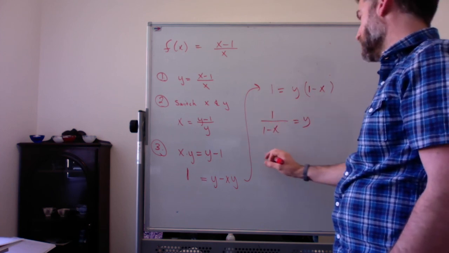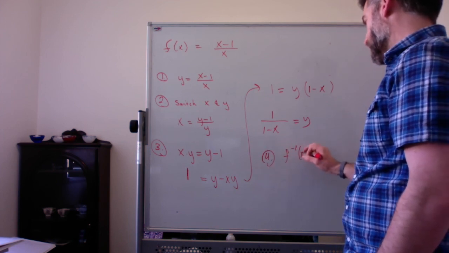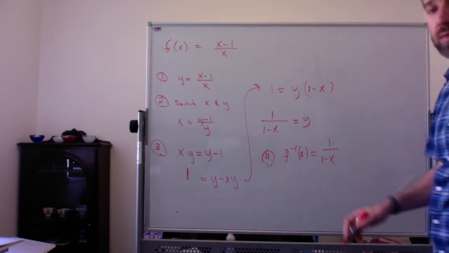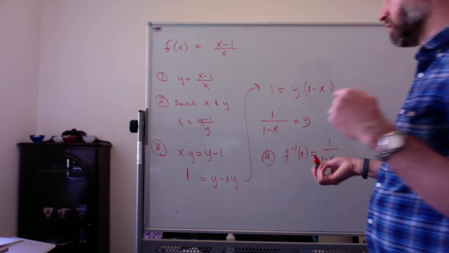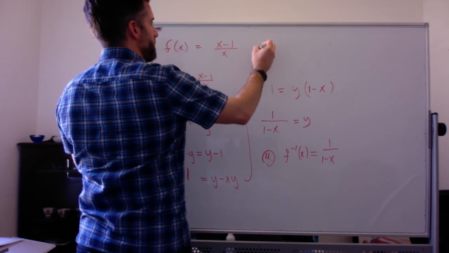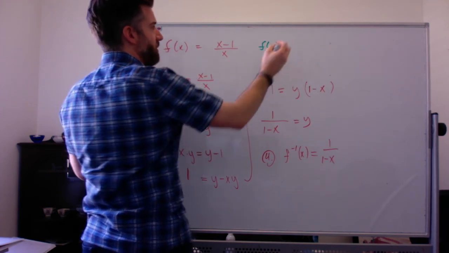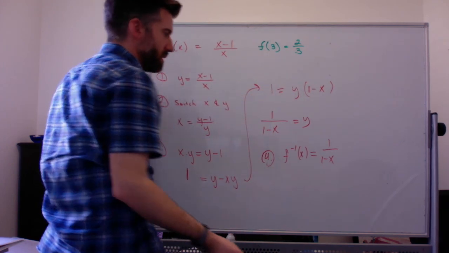So I would say the last step is to rewrite this as f inverse of x is equal to 1 over 1 minus x. A couple things to note. These functions do undo each other. If I plug in something for f of x, like, I don't know, let's do 3, f of 3 is going to be 3 minus 1 is 2, over 3, 2/3.